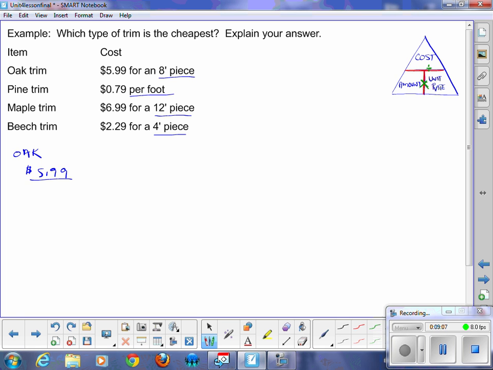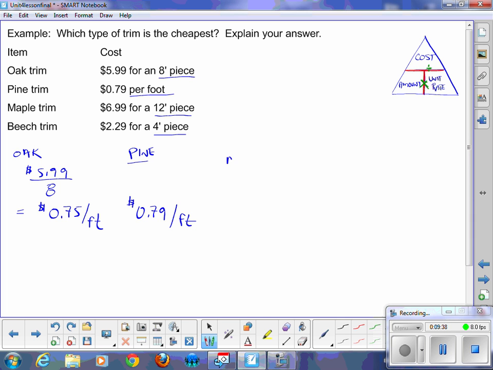So we're going to take the $5.99, and we're going to divide that by 8. So 5.99 divided by 8, we find out that the oak trim costs about 75 cents, or $0.75 per linear foot. All right, moving to the pine. It's already in the form that we want, so I'm just going to write it down here. It's $0.79 per foot, so that one's kind of nice.